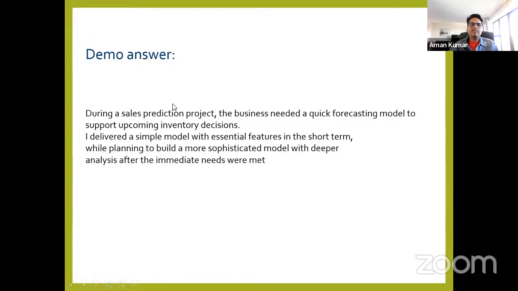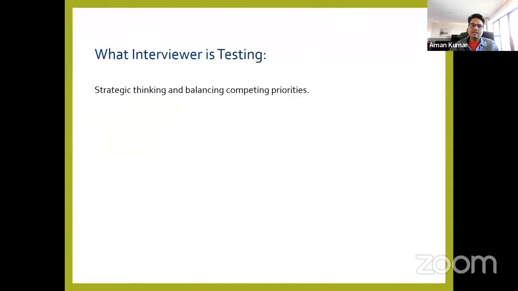You can say something like this. During a sales prediction project, the business needed a forecasting model to support upcoming inventory decisions. I delivered a simple model with essential features in the short term while planning to build a more sophisticated model with deeper analysis after the immediate needs were met. So, what you are doing here, priorities are shifting, right? So, you are also adjusting based on the shifting priorities and you are not panicking. You are showing your leadership skill, courage, communication skill, management, strategic thinking, right?